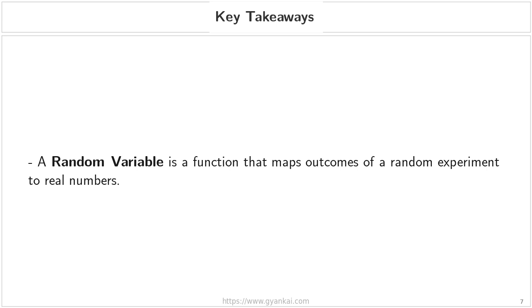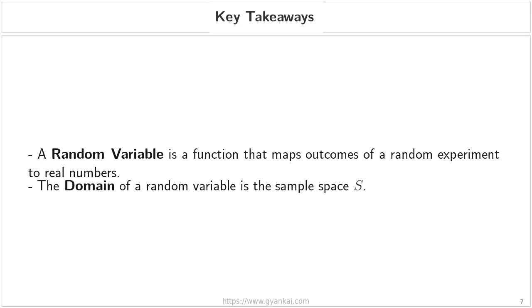Key takeaways. First and foremost, remember that a random variable is not just a number, but a function. It is a rule that takes the outcomes of a random experiment, those qualitative results we discussed earlier, and maps them directly to real numbers. Second, keep in mind the mathematical structure we've used. The domain of our random variable is always the sample space, which we denote as capital S. This means every single possible outcome in our sample space must be accounted for.